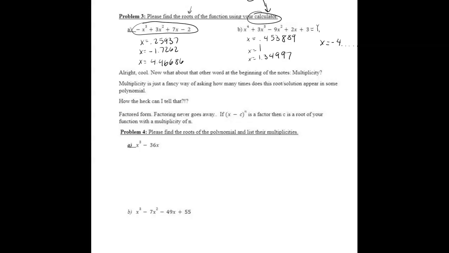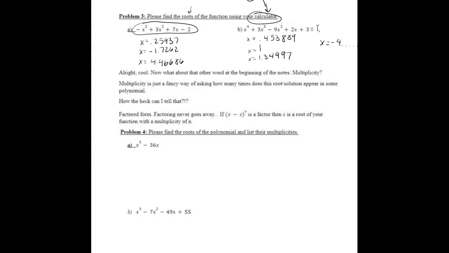So that's cool, that's nice, but what about this other word at the beginning of the note, something called multiplicity? Alright, so multiplicity is just a fancy way of asking how many times does a root or solution appear in the polynomial. And yes, they can appear more than once. How the heck can you tell that, though? Interesting.